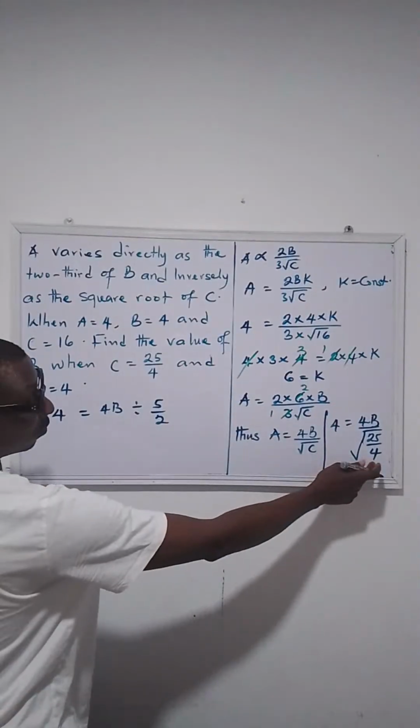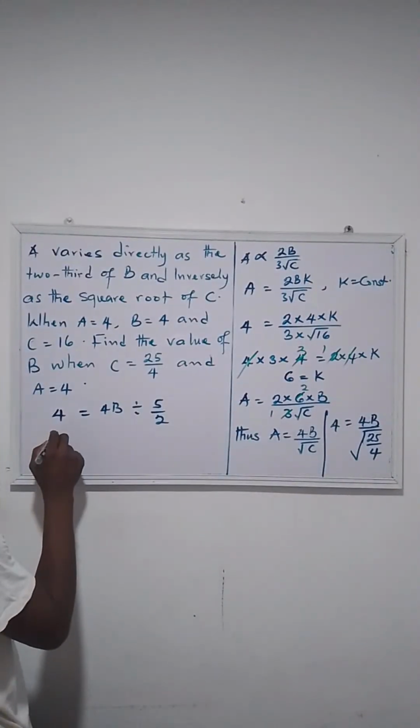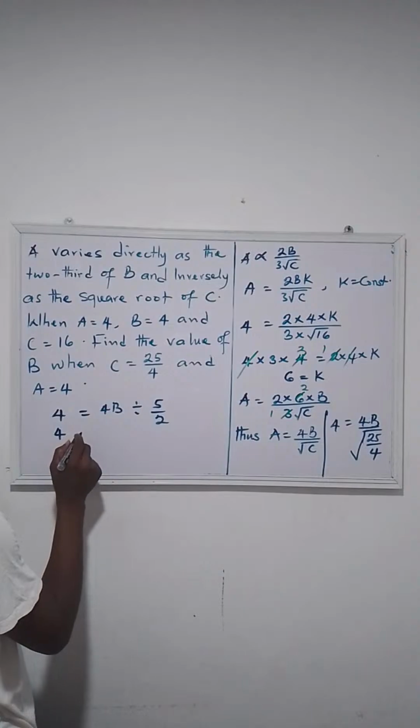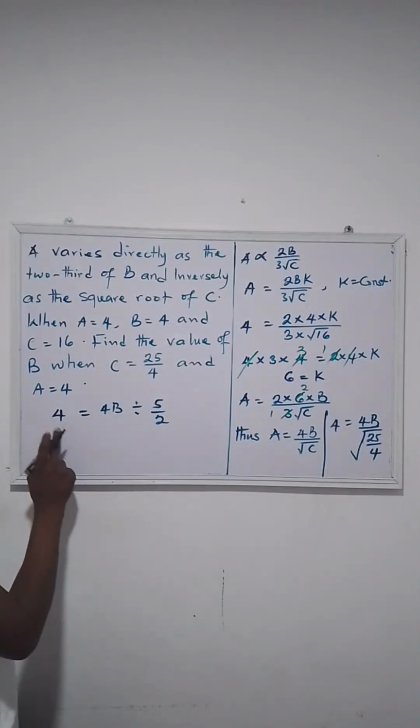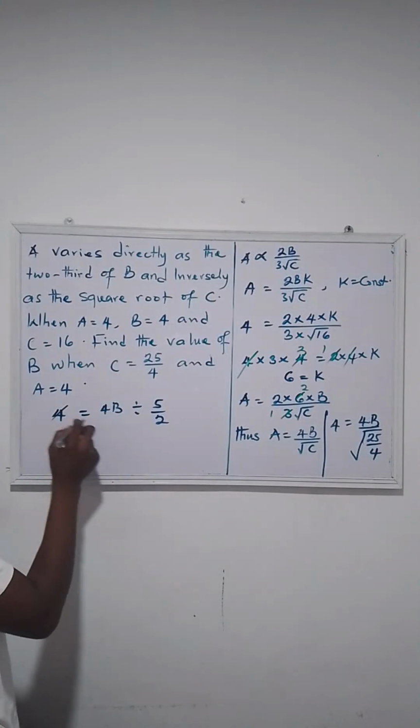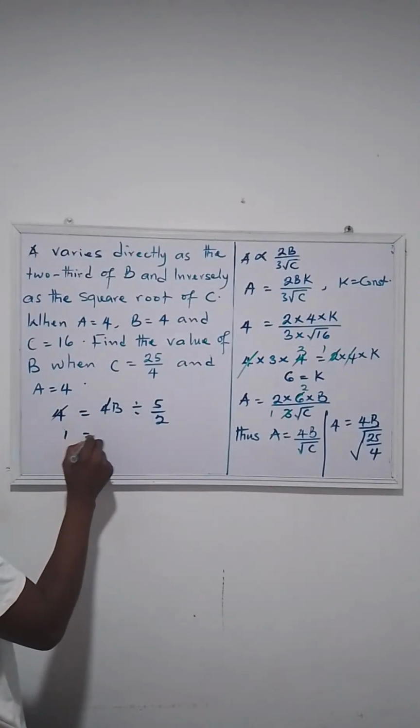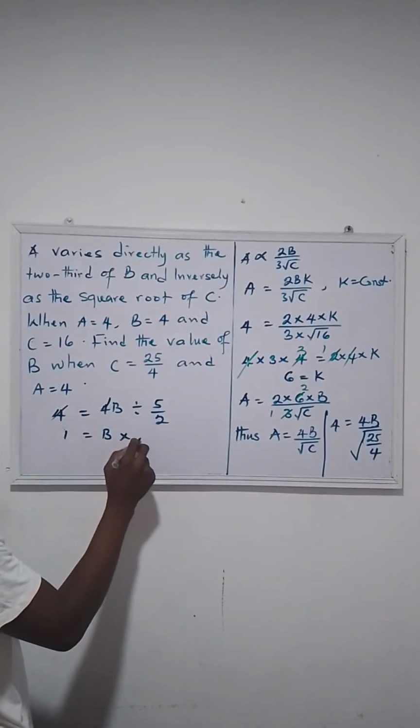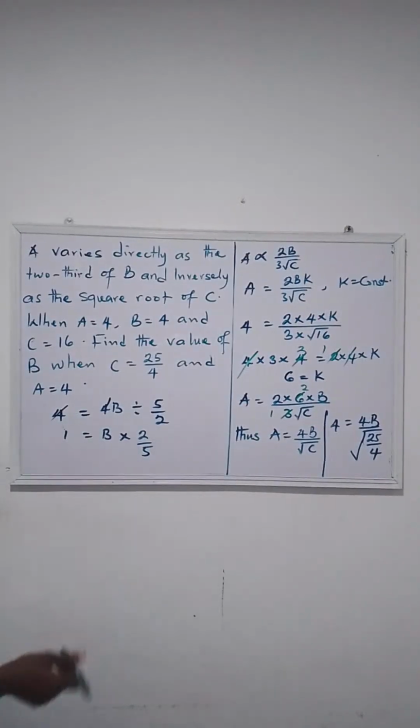Square root of 4 is 2. All right, so we have 4. From here, you can divide both sides by 4. All right, so 4 goes here 1, 4 goes here 1. So you have 1 equals to b times 2 over 5. I hope you understand what I'm doing.